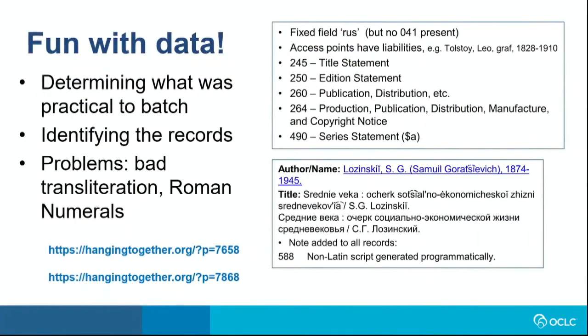I could spend the rest of my time talking about this project. Instead, I'll just note some of the data challenges here and encourage those interested to check out the two posts on OCLC's Hanging Together blog. The links are on this slide, but a simple Google search for Hanging Together and Cyrillic will do the trick as well. Basically, we wanted a strategy that would be scalable to thousands of records needing added values without any dependence on follow-up human review.